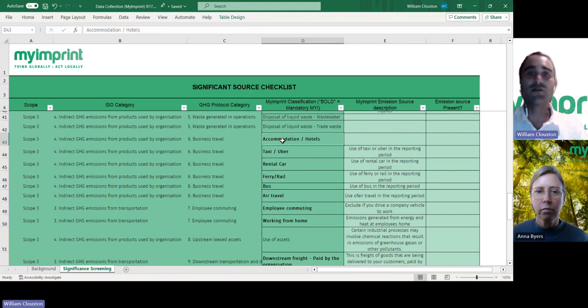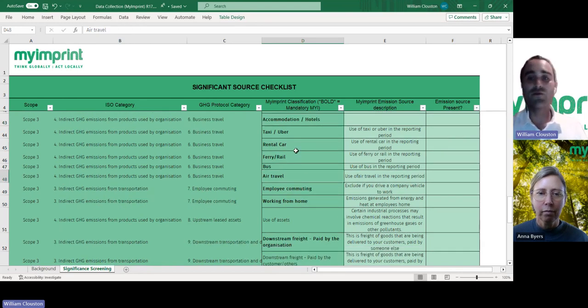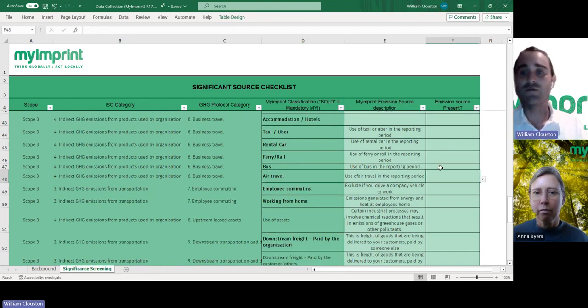This next chunk is for travel-related emissions. So if you're traveling for work, say for business trips, you may have accommodation, taxis, rental cars, ferries, rail, bus, and air travel. So just mark down whether you have them, yes or no.